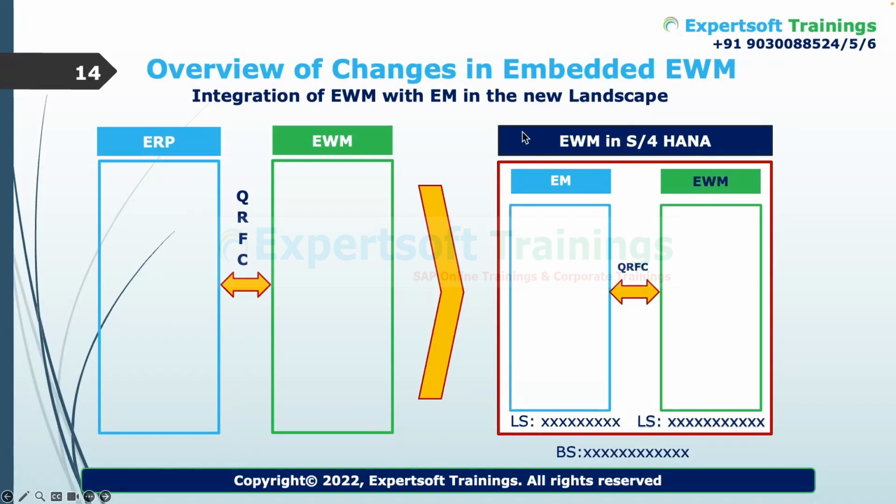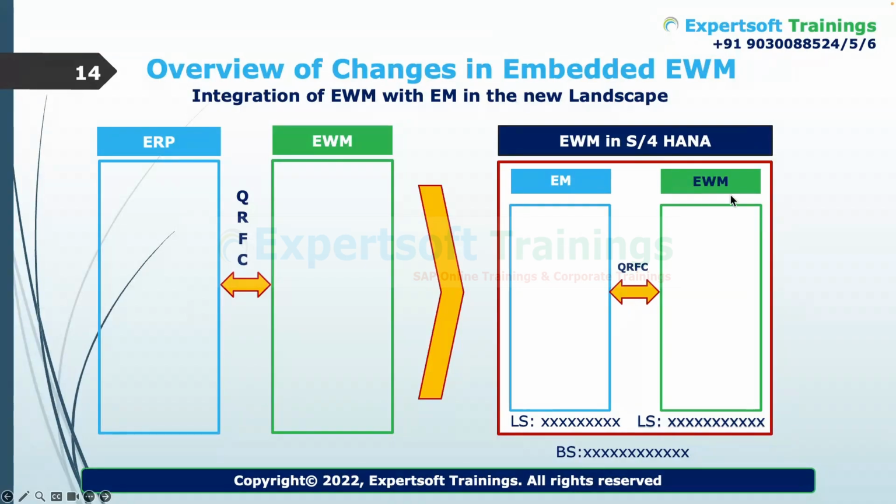However, even though it is in the same box or same server, it will be treated as a separate logical system. So if you see here, this is your embedded EWM, and this is your S4 HANA box or client. For your S4 HANA, you have a separate logical system, and for your EWM, you have a separate logical system. Hence, there is no CIF, no core interface model to transfer your master data. But for transactional data, you are still going to use QRFC, just like your ERP to SCM EWM.